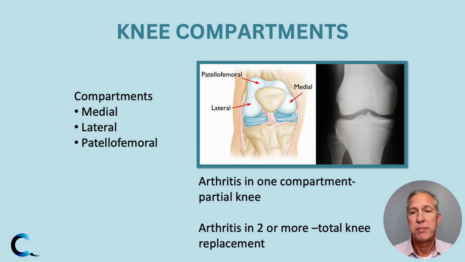The knee is divided up into 3 compartments: the medial or the inside part, the lateral or the outer part of the knee, and the patellofemoral or underneath the kneecap. Arthritis sometimes involves just one compartment, and in that instance we can consider a partial knee as a solution. When arthritis involves more than one of the compartments, a total knee is the proper procedure.